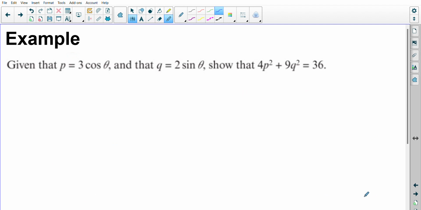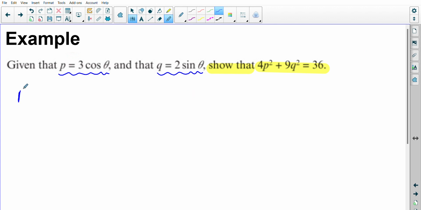Okay, we're going to continue with some more questions. I think there's 2 more. It says, given that P equals 3 cos theta and Q equals 2 sin theta, show that we get this. Now remember, with show that questions, we want to end up with that answer. So I don't even want to use the 4p squared plus 9q squared equals 36. I want to show that using the other 2 things that I've been given that I can get there.